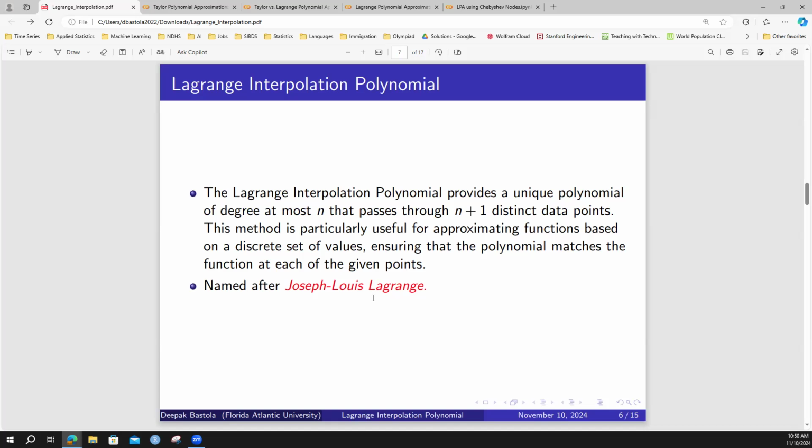The Lagrange interpolation is actually the unique polynomial of degree at most n that passes through n plus one distinct data points.